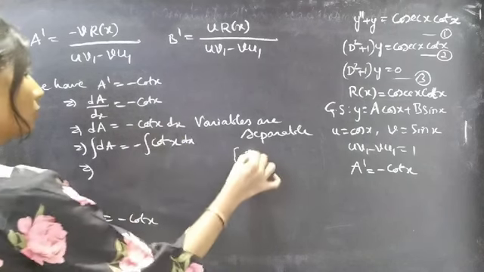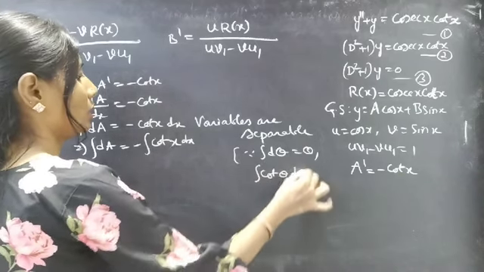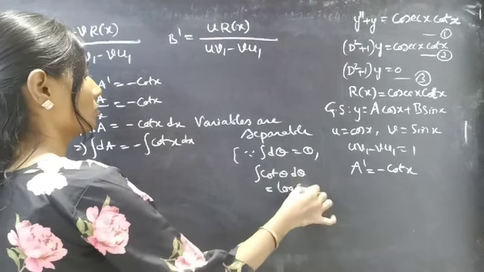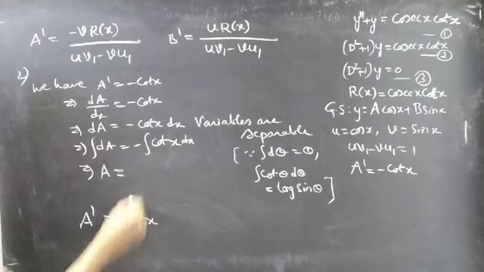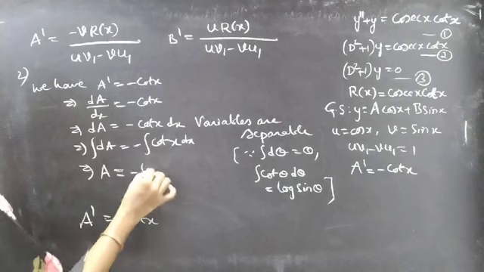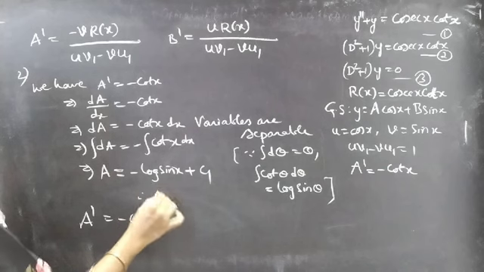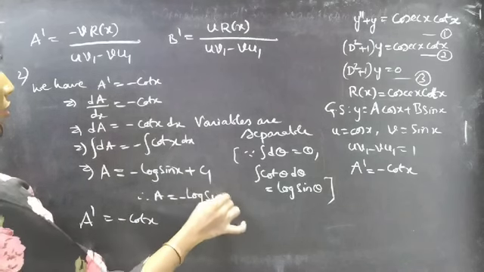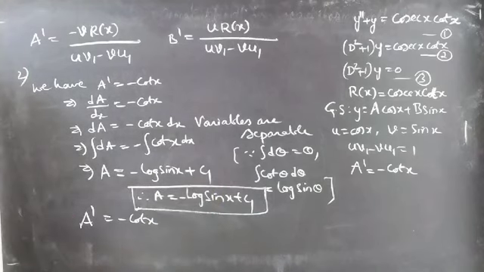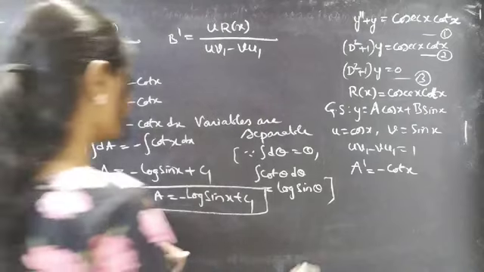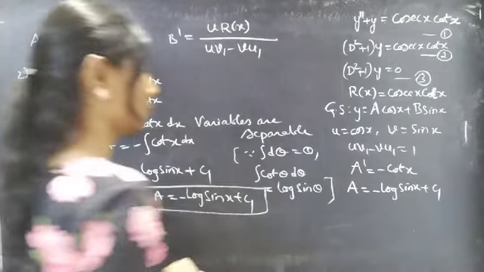Since we know that integral d theta equals theta and integral cot theta d theta equals log sin theta, or log mod sin theta, we'll get integral dA equal to minus integral cot x dx, which is minus log sin x plus an integral constant, say c1. Therefore a equals minus log sin x plus c1. So we got a from a dash equals minus cot x, and we got a equal to minus log sin x plus c1.